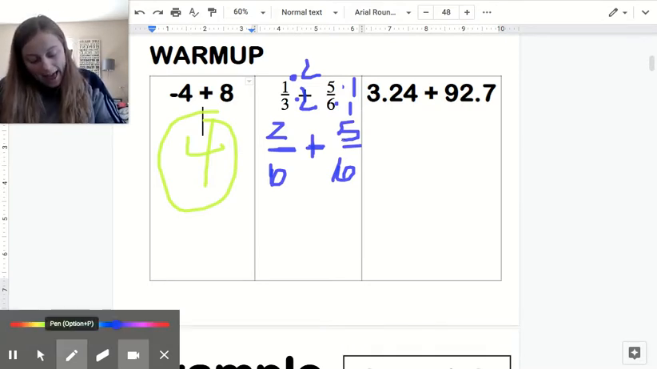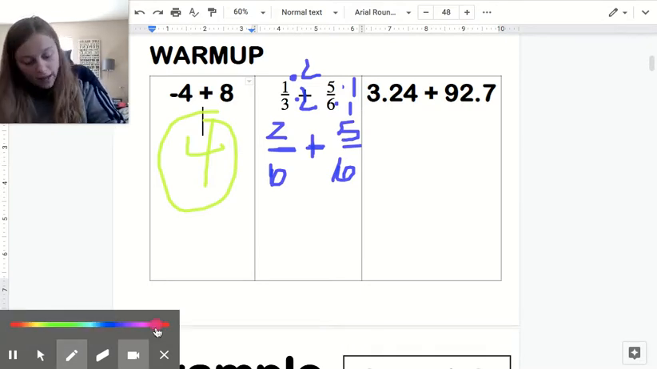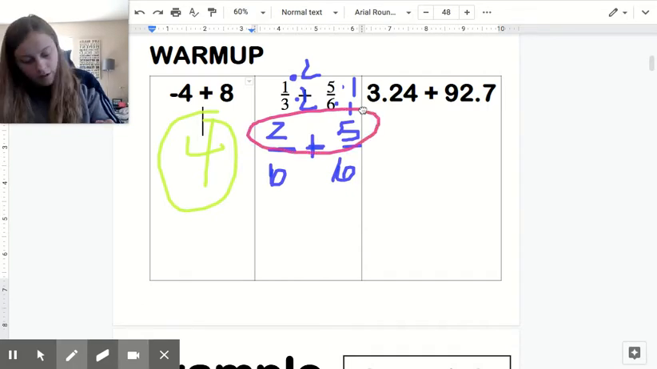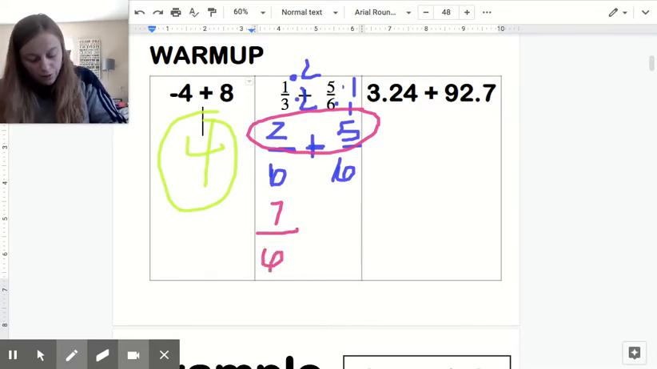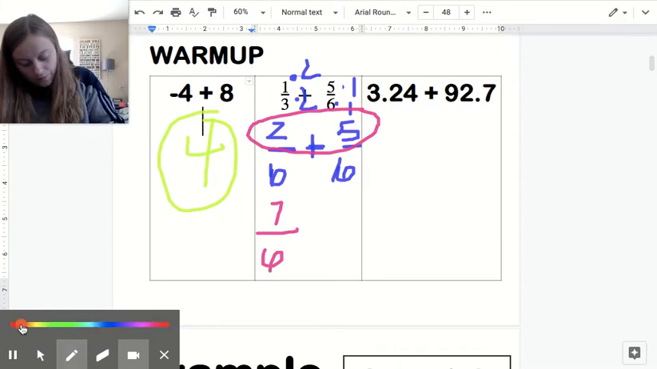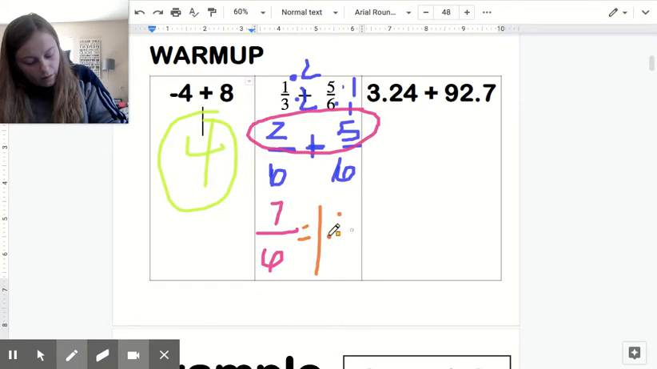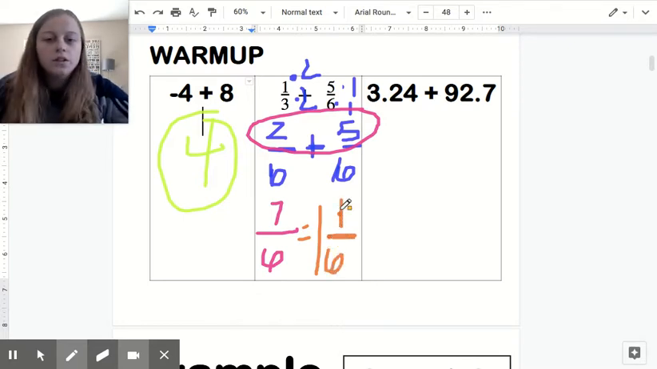Then remember, when adding fractions, we add our numerators together. 2 plus 5 is 7. We keep our denominator the same, which is 6. And then, of course, we have to simplify here. 6 goes into 7 one time with 1 left over. So 1 and 1/6.